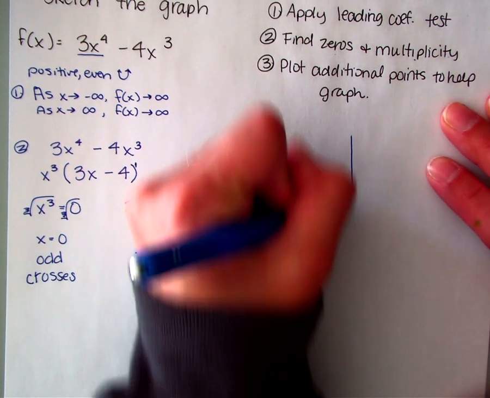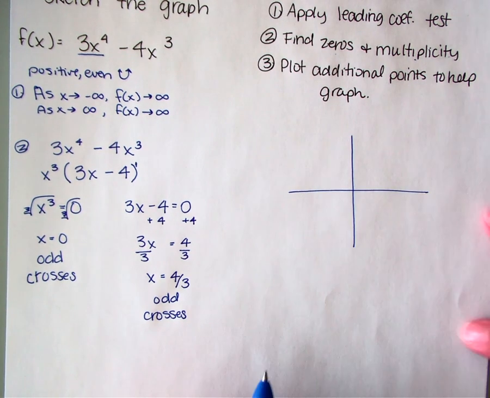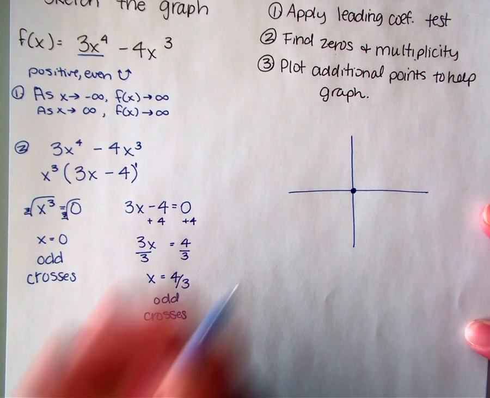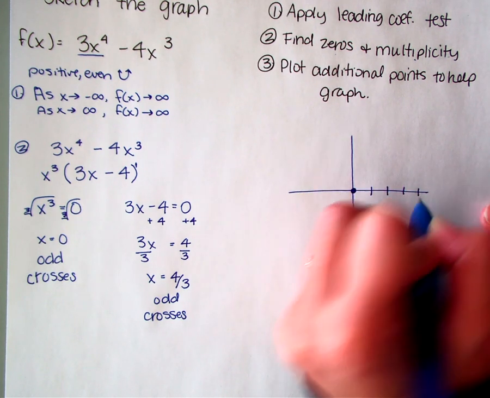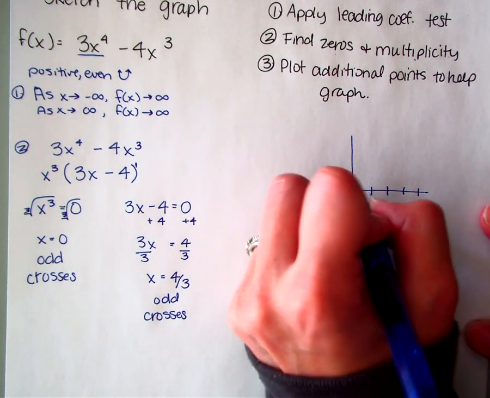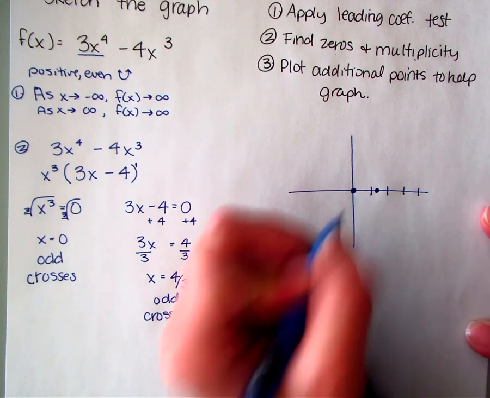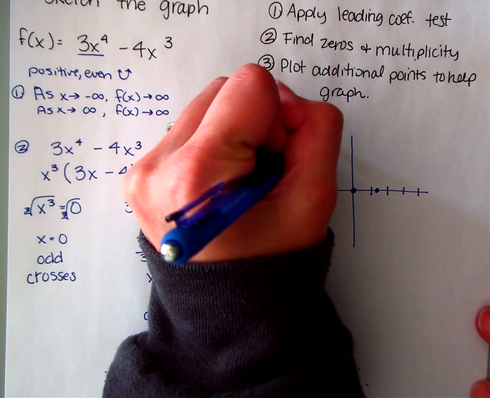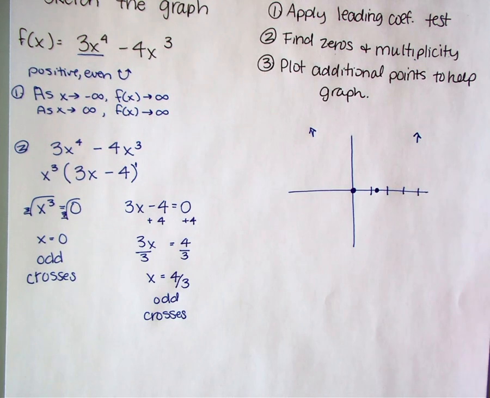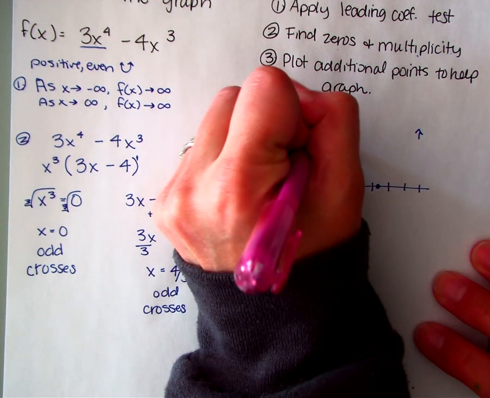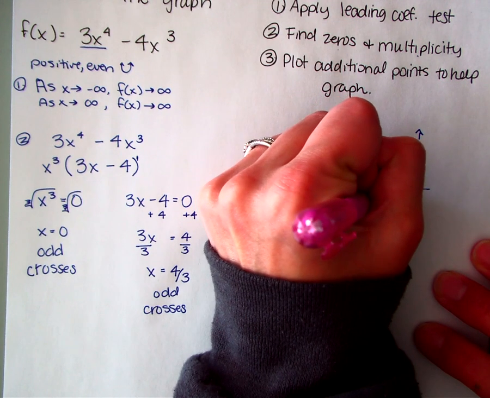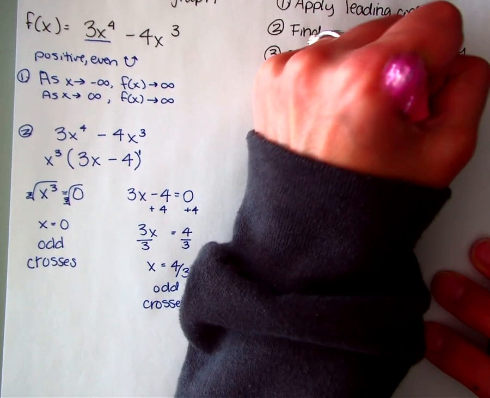And so if we graph our function, we want to graph our x-intercepts first. We've got 0, 0, and 4/3. We'll do 1, 2, 3, 4. 4/3 is about 1 1/3. And we know that they both cross, and we know that my end behavior is up, up. So if it's up, up, we're going to fill in the rest of the graph. And so we know it crosses and crosses.